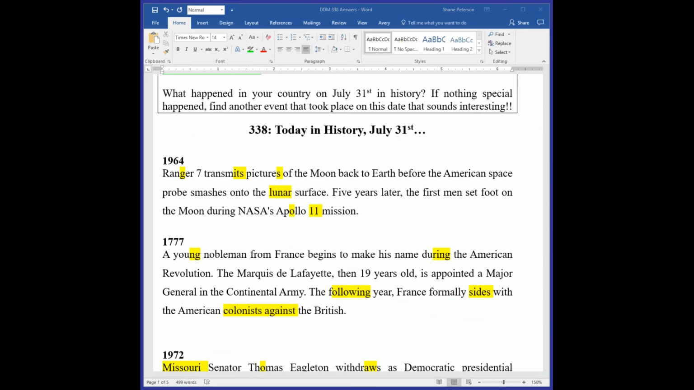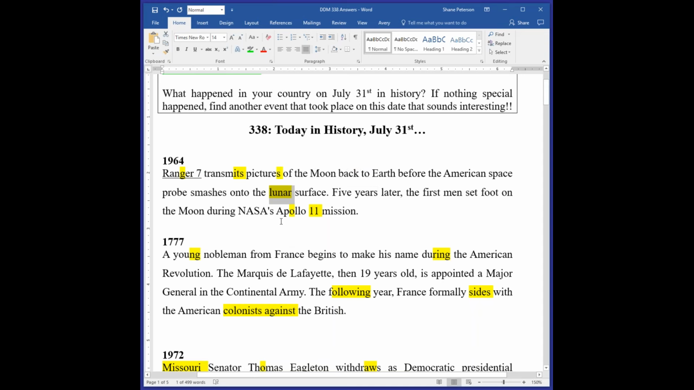Okay. G1, Ranger. Ranger 7. Keep that together nice and tight. Ranger 7 transmits pictures. Do not leave off those S's. S is very important. This is a present tense verb, and this is plural, so they always have a meaning. One more time. Ranger 7 transmits pictures. Very good. You said something else.